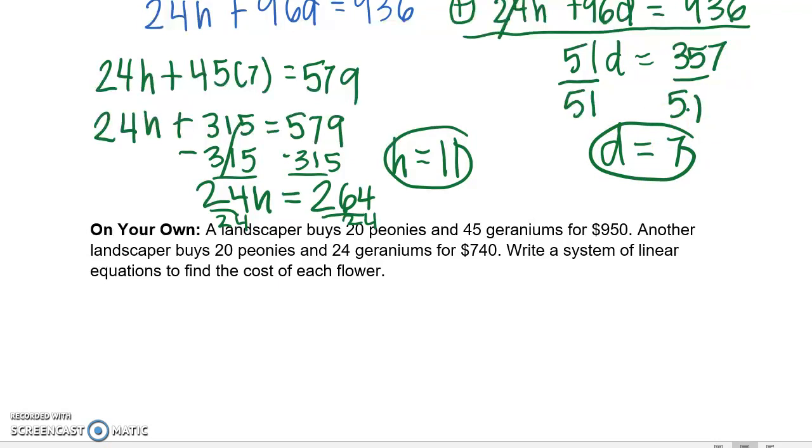Do the same thing down below. I noticed that both landscapers are buying 20 peonies each, so you're going to multiply one equation by -1, and you will be able to eliminate the peonies.